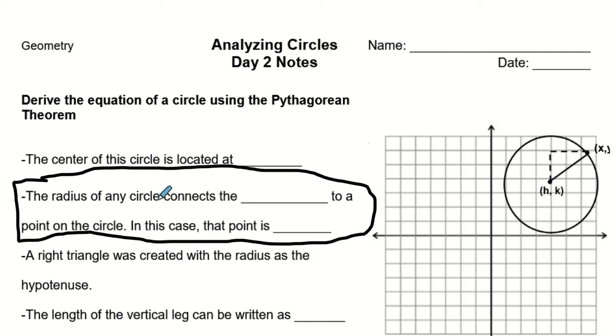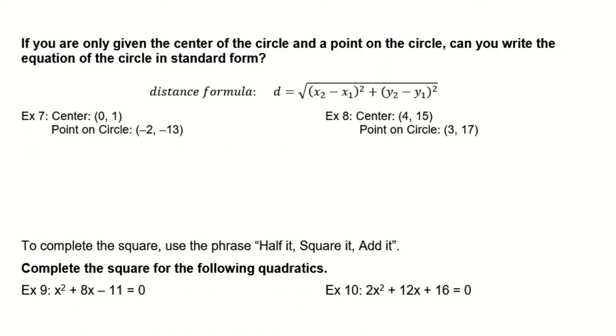But it says the radius of any circle, so if we're looking at this circle over here, connects the center to a point on the circle. In this case, the point is XY here. I'm not going to write that out. But basically, if I want to know what the radius is, I'm really just finding this distance. So I'm finding the distance between the center and a point on the circle. And that's going to be important because we're going to work out some problems here on the next page.